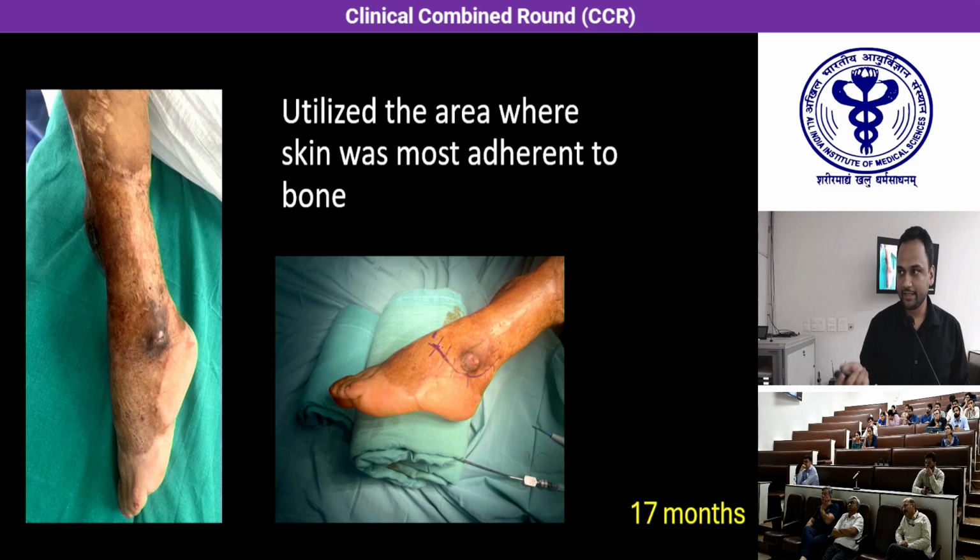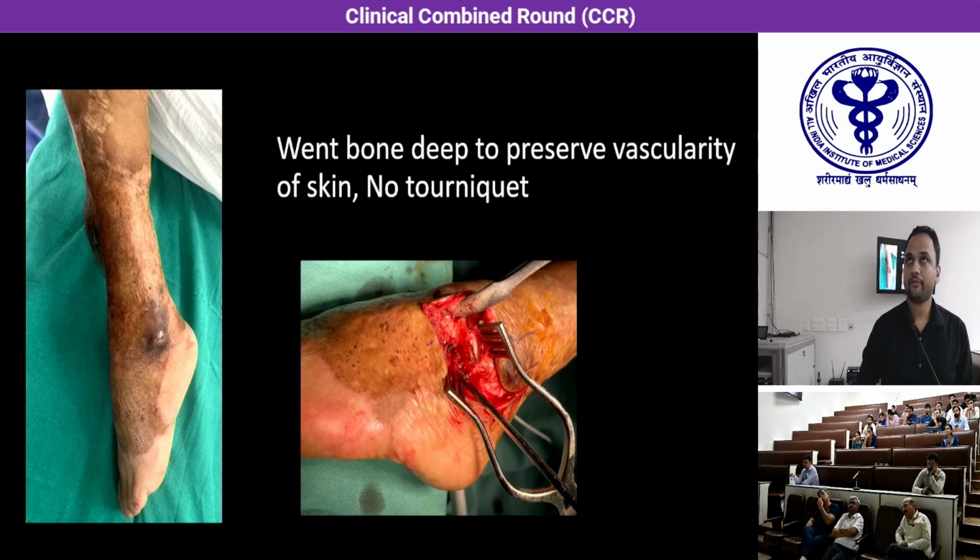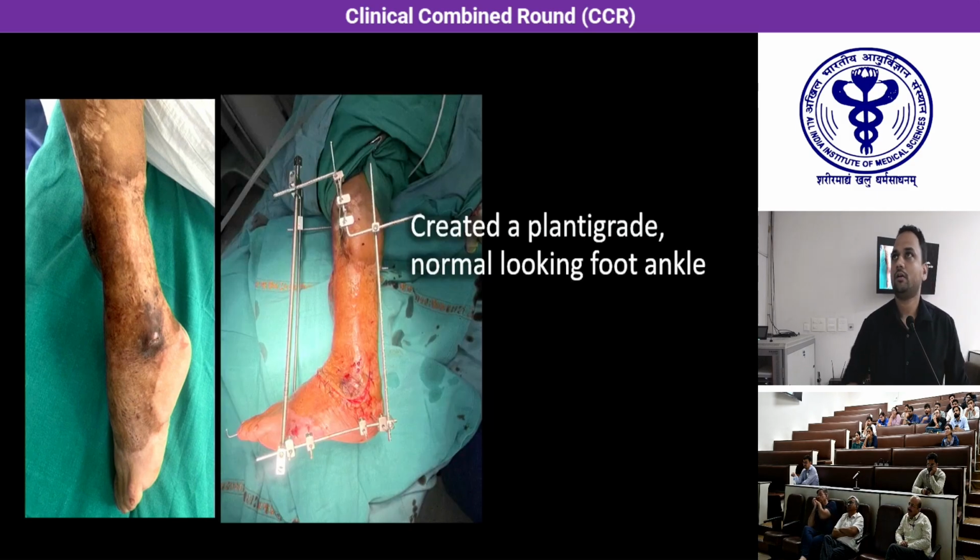So at 18 months post-injury, we did the foot deformity correction surgery, in which we utilized the area where the skin was most adherent to the bone. We went bone deep to preserve vascularity of the skin, and we did not use any tourniquet. So this is how we created a plantigrade, normal-looking foot and ankle.